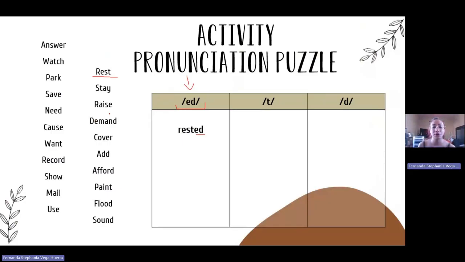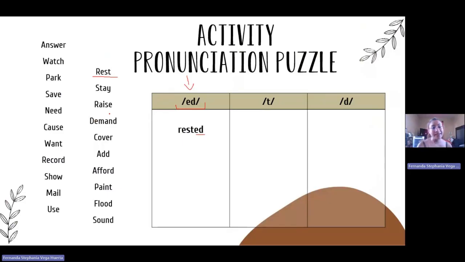This is a very good activity for them. It's going to be the first activity for the students to gather the differences between all of them, and also they can have collaborative work when they have to choose in which of the columns the verbs are going to be placed, all right?